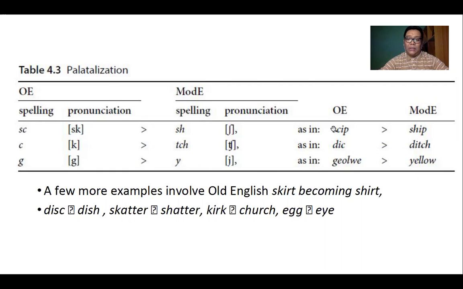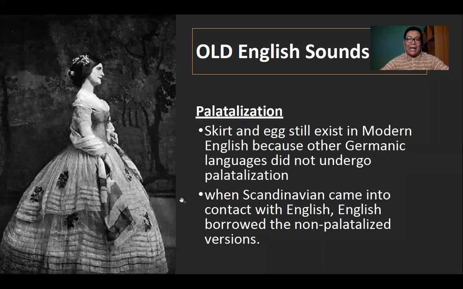Okay. So before, in Old English, if it was read as skip, modern English tells us that it's pronounced as ship. This is an example of palatalization, meaning there's a shift of a consonant sound to these sounds. Instead of saying dick before, now in modern English we say ditch. Before, if it was read as giolue, now it's read as yellow. A few more examples involve Old English words such as skirt becoming shirt, disc to dish, scatter to shatter, kirk to church, and egg to eye.